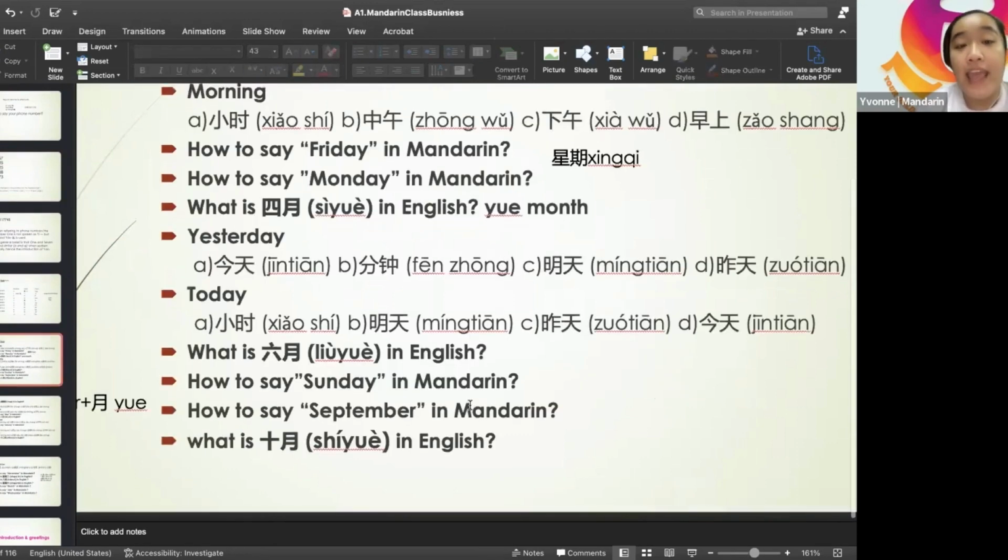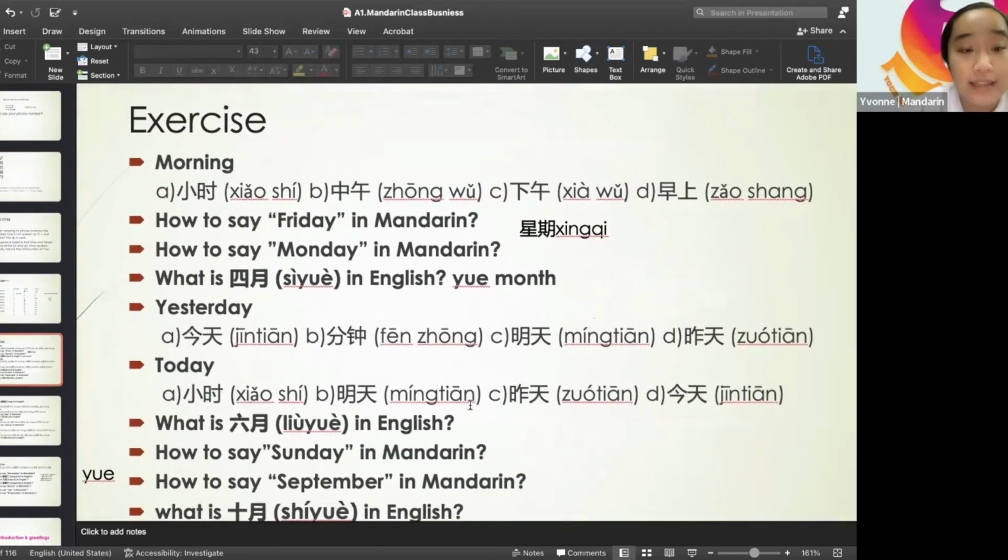Here would be the exercise that accumulated some words that we have learned already. But for the words that we haven't tackled, I'll explain to you right here and now, okay? So for the first one, the question, morning. What is the answer here? A, B, C, or D? What is morning here? A 小时, B 中午, C 下午, or D 早上.